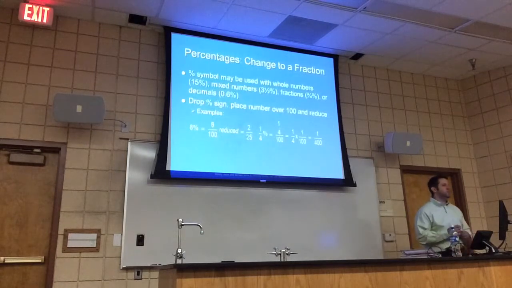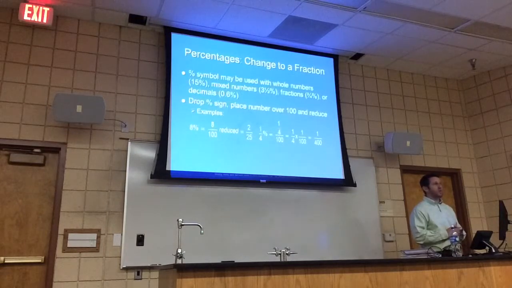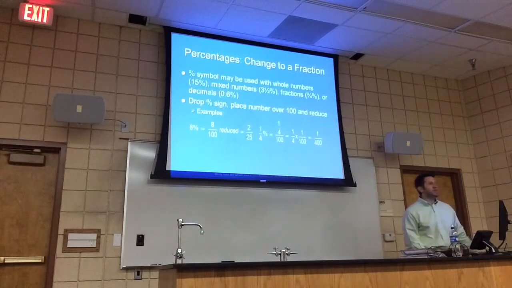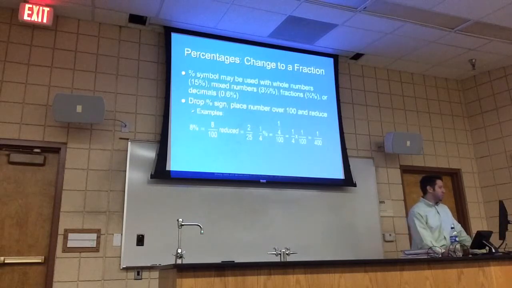So percent symbols may be used with whole numbers, like 15%, mixed numbers like 3 1/2%, fractions, 3/4%, or decimals, 0.6%. Most commonly you will see it though with decimals and whole numbers when it comes to percent. So if I want to make this a fraction, all I have to do is drop the percent sign and place the number over 100, right? So if I have 8%, I just drop this percent sign and put 8 over 100, okay? So 8/100ths is the same as 8%.